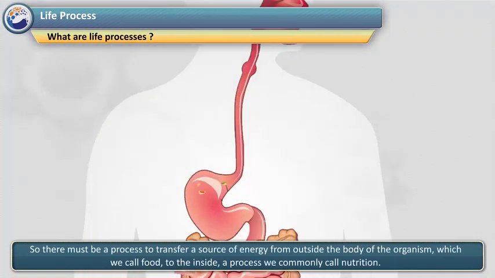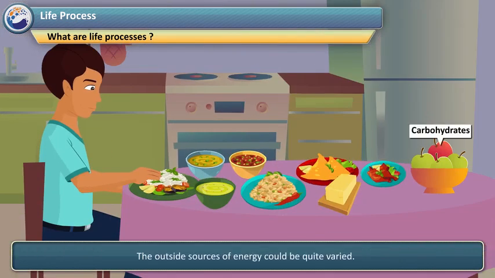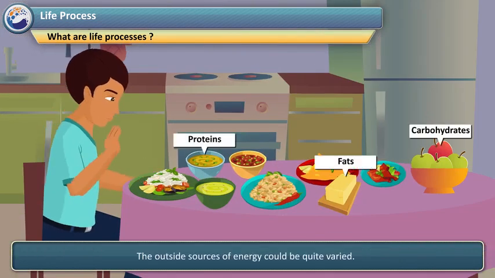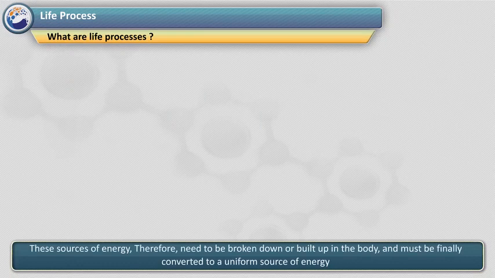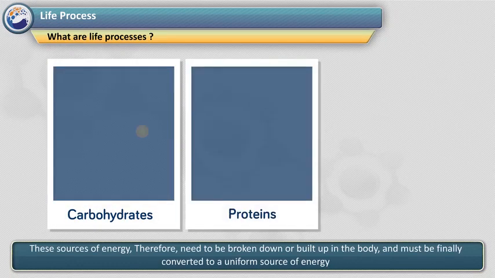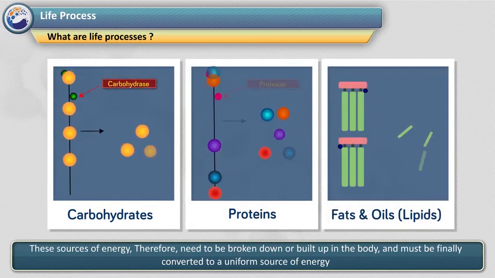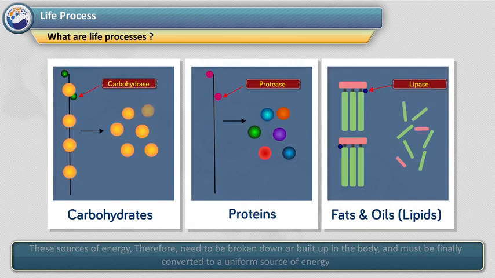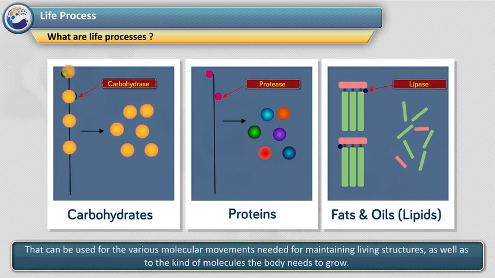So there must be a process to transfer a source of energy from outside the body of the organism, which we call food, to the inside, a process we commonly call nutrition. The outside sources of energy could be quite varied. These sources of energy therefore need to be broken down or built up in the body and must be finally converted to a uniform source of energy that can be used for the various molecular movements needed for maintaining living structures, as well as the kind of molecules the body needs to grow.